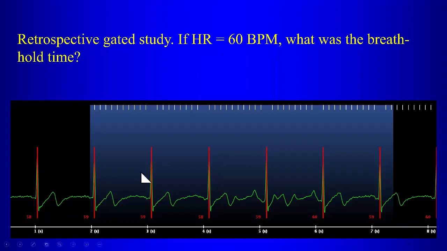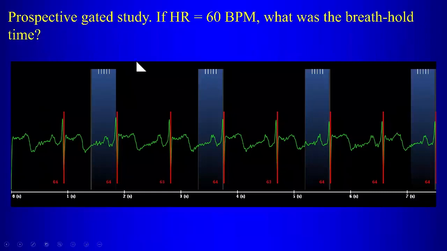6 seconds. Yeah, so you see 1, 2, 3, 4, 5, a little bit more than 5, maybe 6 seconds, right? So you're right, because that's how much time. Really I'm asking about the scan time here. So how long did this scan take? 1, 2, 3, 4, 5, a little more than 5 seconds to scan the whole heart. That's what a retrospectively gated study is.